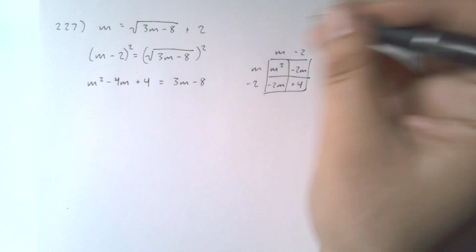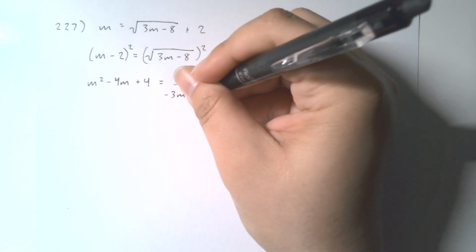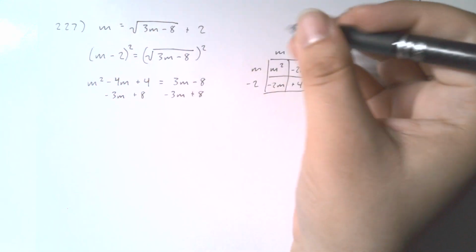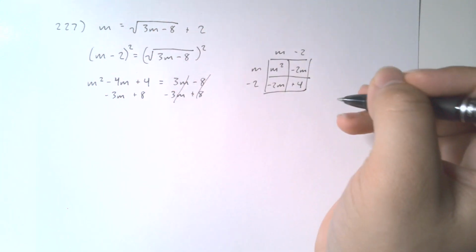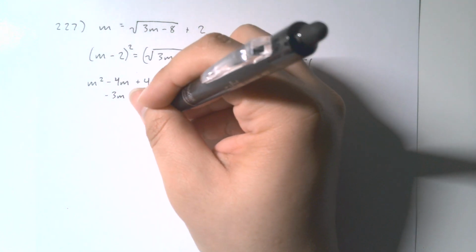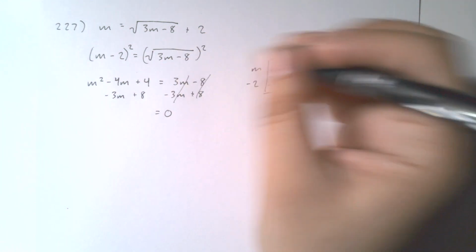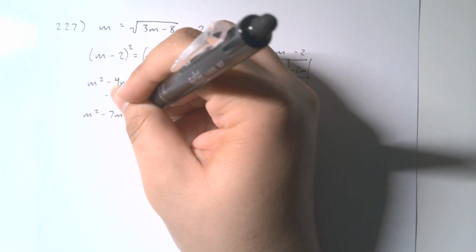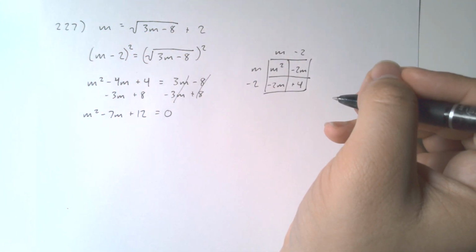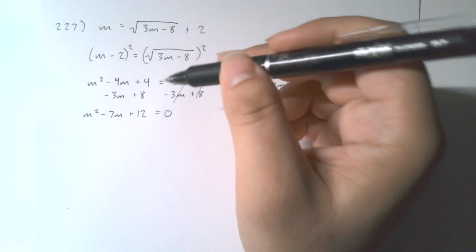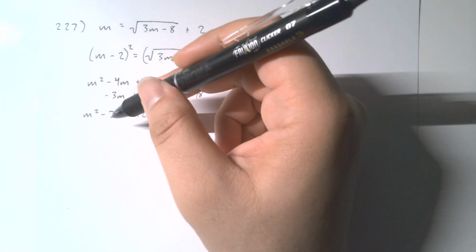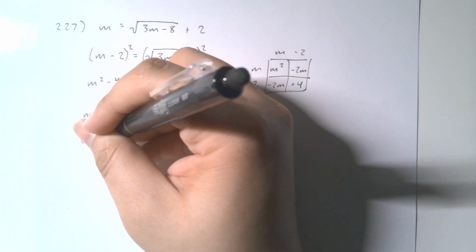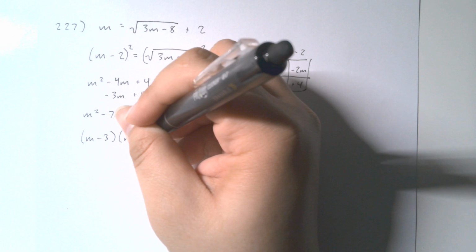Now we want to combine like terms. So we have minus 3m plus 8, minus 3m plus 8. The right-hand side will cancel. It'll be equal to 0. And on the left-hand side, we have m squared minus 7m plus 12. Now we want to factor this by finding two numbers that multiply to 12 and add up to -7. Those two numbers are going to be -3 and -4.